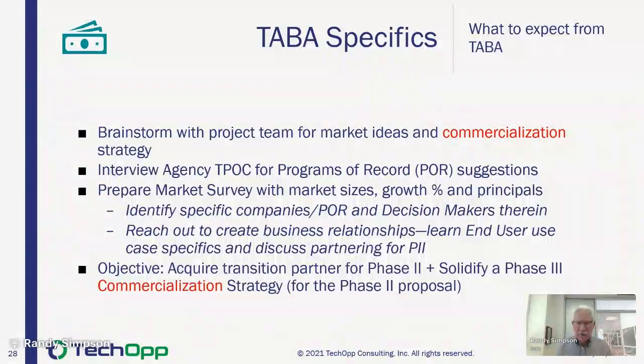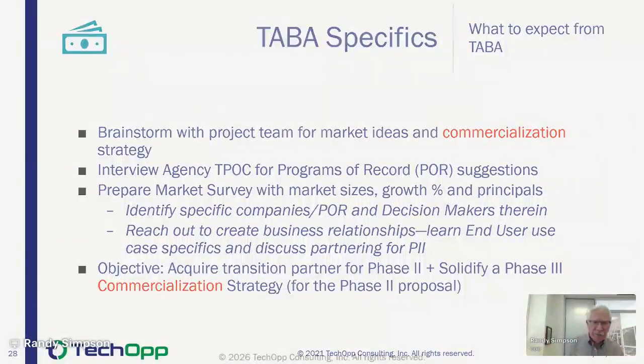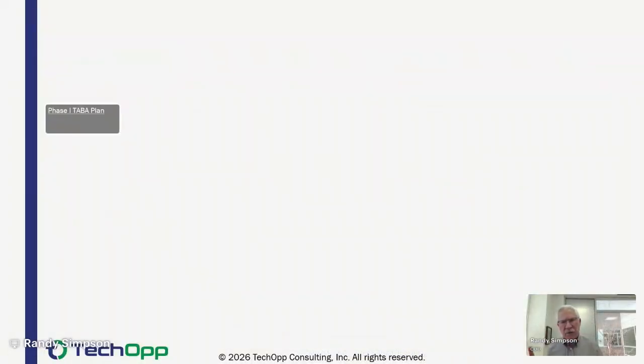And during phase 1, we believe that you should solidify a phase 3 commercialization strategy, which is going in the phase 2 proposal. The TABA work that we do actually provides you everything that's needed for that phase 3 commercialization strategy that goes in your phase 2 proposal. All right, this is going to be a little busy, but let me just show you how we do it.